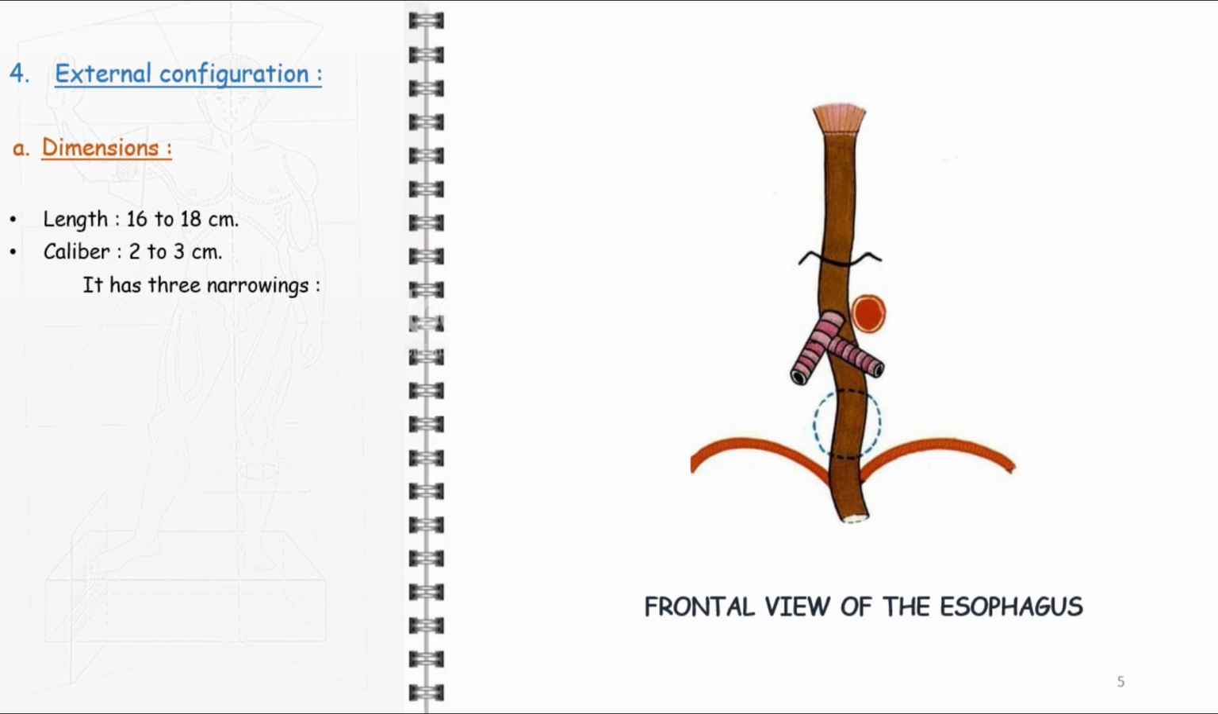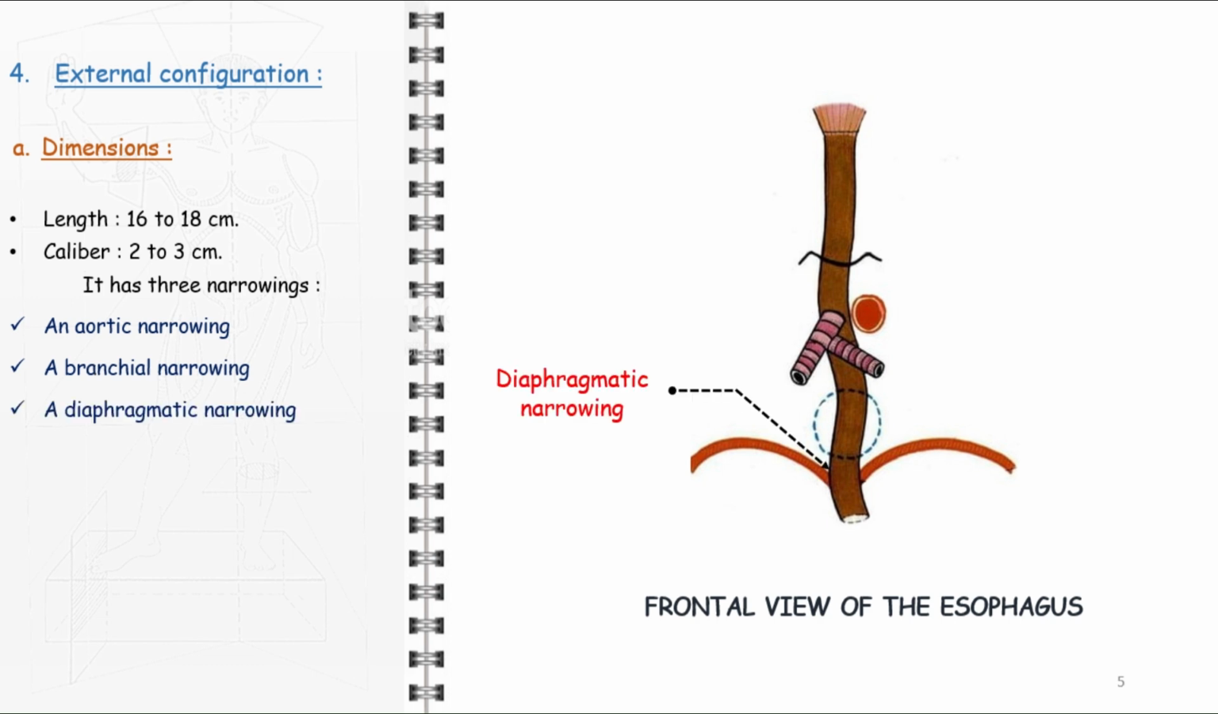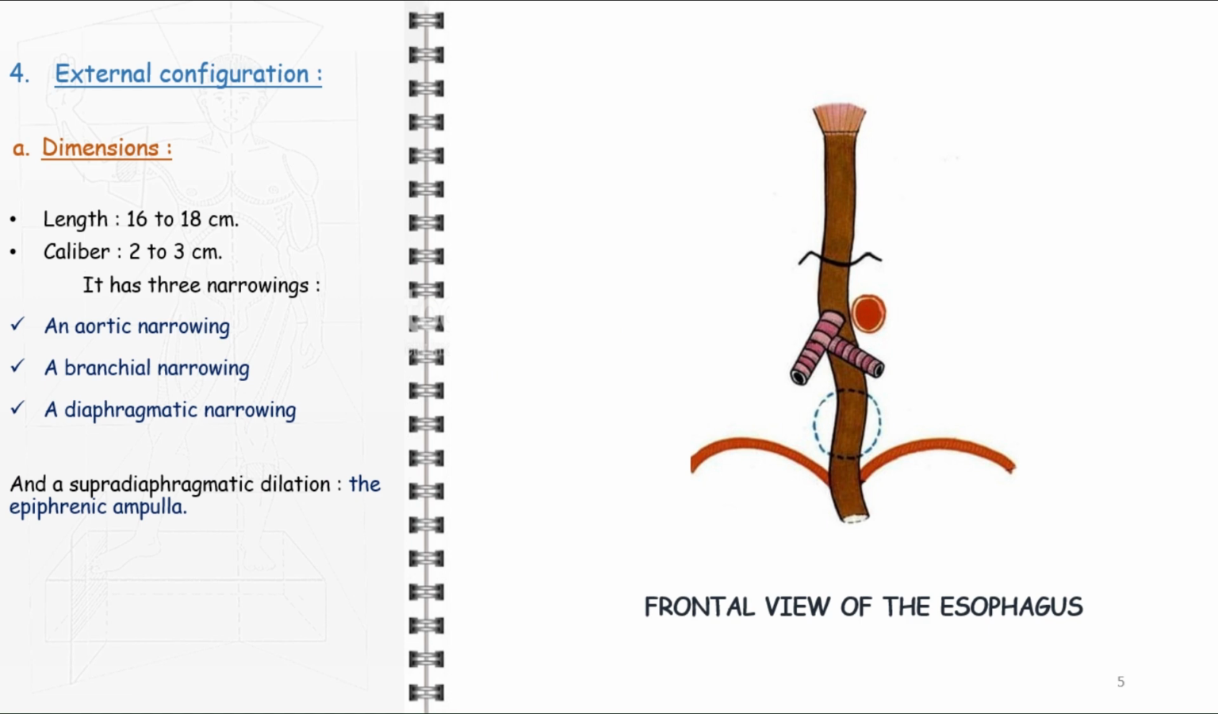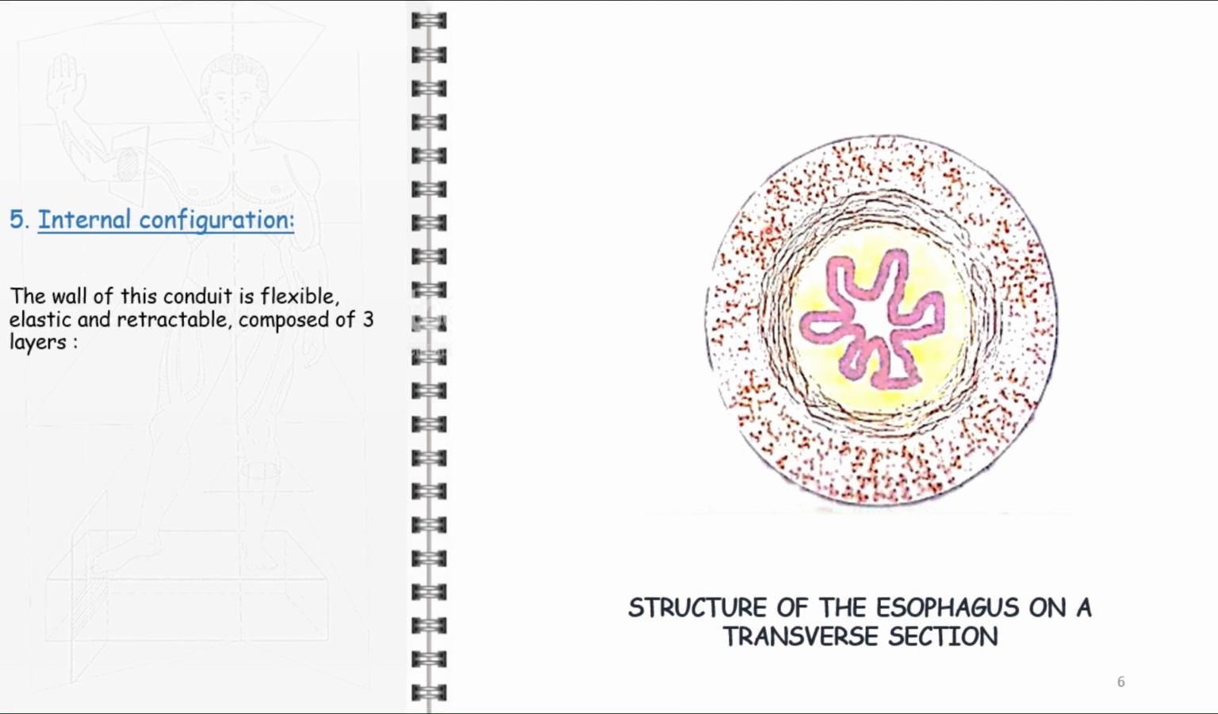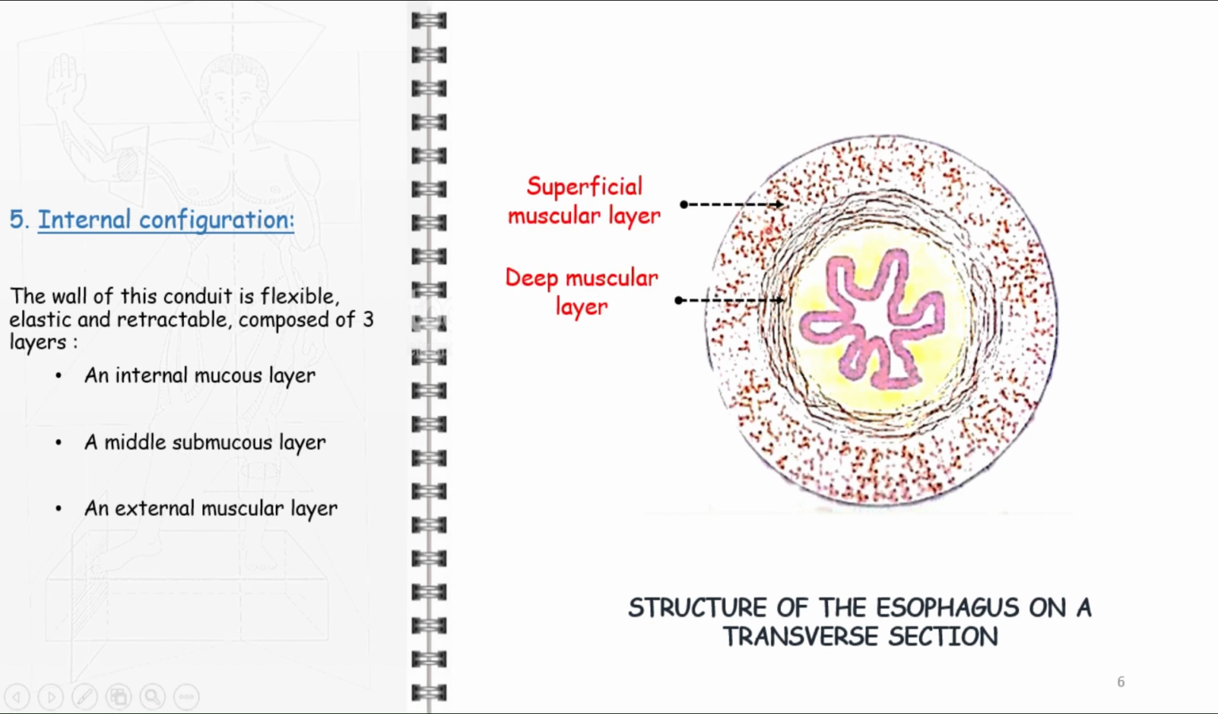It also has 3 narrowings: an aortic narrowing, a bronchial narrowing, and a diaphragmatic narrowing, along with a supradiaphragmatic dilation, called the epiphrenic ampulla. The wall of this conduit is flexible, elastic, and retractable, composed of 3 layers. An internal mucous layer, quite solid, of the Malpighian type, with a smooth pink appearance. A middle submucous layer, glandular, thick, and retractable. And an external muscular layer with 2 layers, a deep circular layer and a superficial longitudinal layer.